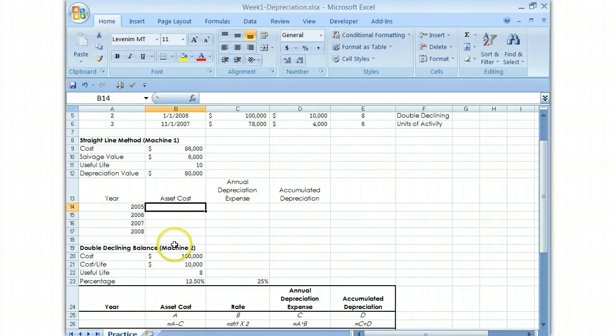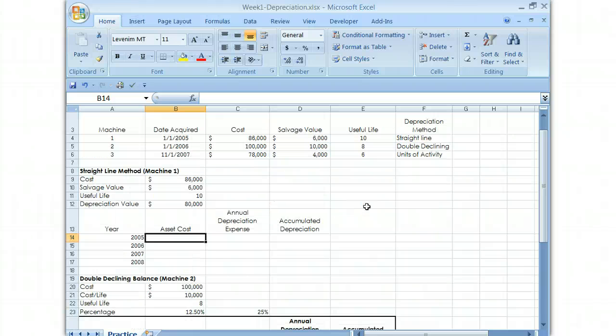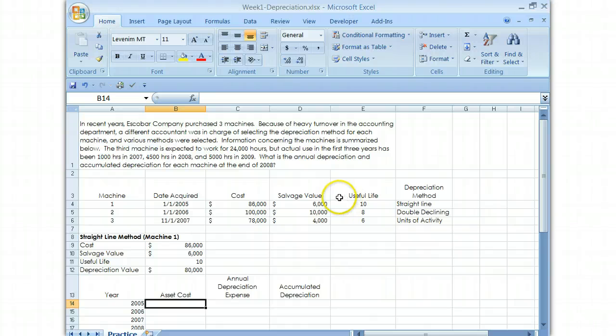This is a short video to talk about how to calculate depreciation, and we're going to go through an example using Escobar Company. Escobar Company is purchasing 3 different machines, and with each machine they're using a different depreciation method. So we want to take a look at all 3 different methods, calculating the depreciation for 2008 using each different method. So we're going to be looking at the depreciation expense and the accumulated depreciation for 2008 using each method.